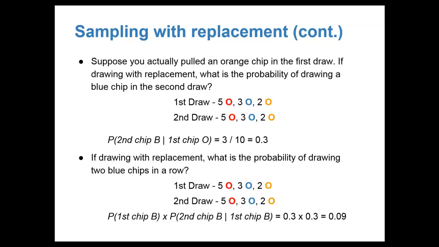Using the general multiplication rule, that would be the probability that the first chip is blue, which would be 3 out of 10, times the conditional probability that the second chip is blue, given that the first chip drawn was blue and, of course, replaced back into the bag. That would also be 3 out of 10, as we saw on the previous slide. So the probability overall of drawing 2 blue chips in a row would be the product of those two probabilities, which is 9/100 in this case.